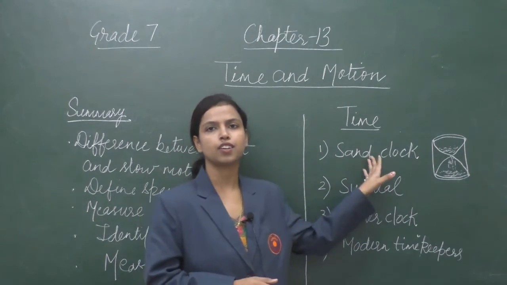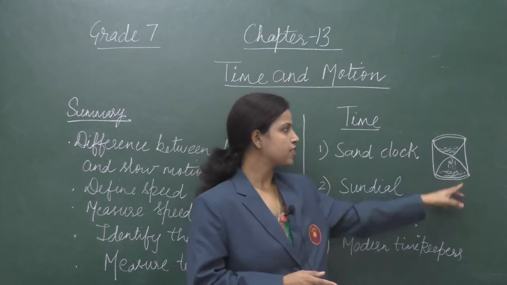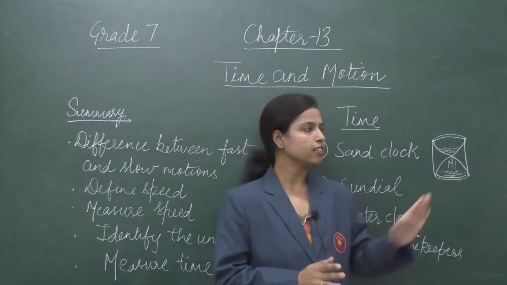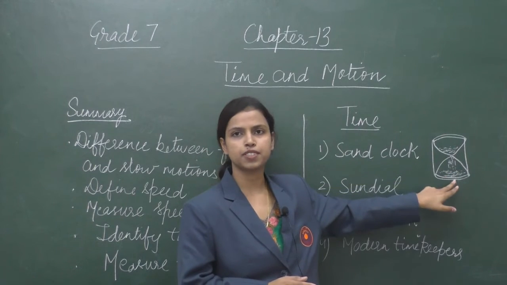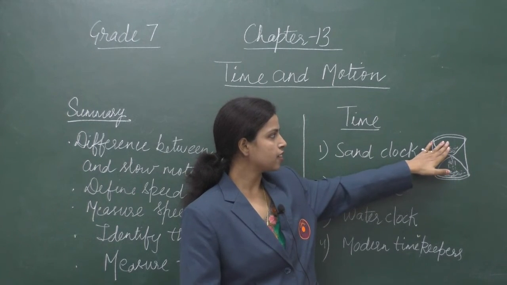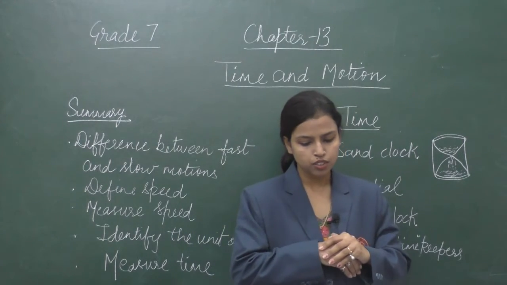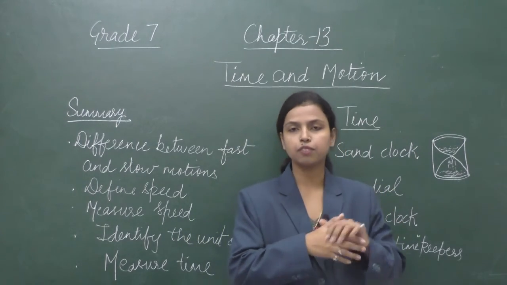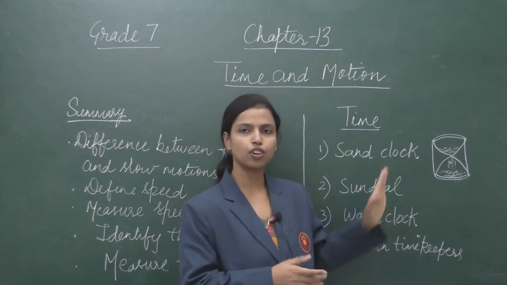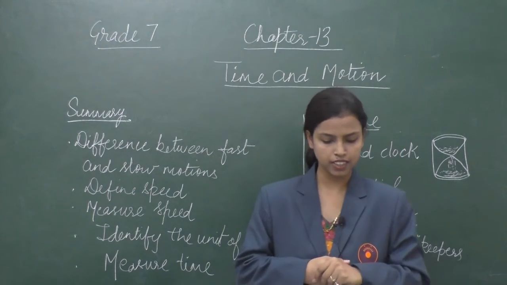The first one is the sand clock. You must have seen this clock, in which we have two bulbs. When all the sand flows into the lower bulb, we invert it. By this sand clock we measure the duration of time.